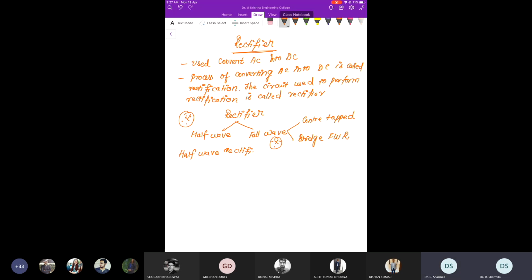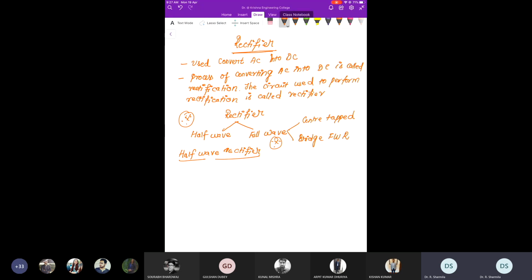Half wave rectifier. Already I told you, it is a very simple concept only. You know about your diode already. So what is the meaning of diode? During forward bias, the diode will act as a short circuit. Short circuit matlab diode will be in on condition. During reverse bias, the diode will act as an open circuit. That means there is no flow of current. So the same principle only we are going to use here also.